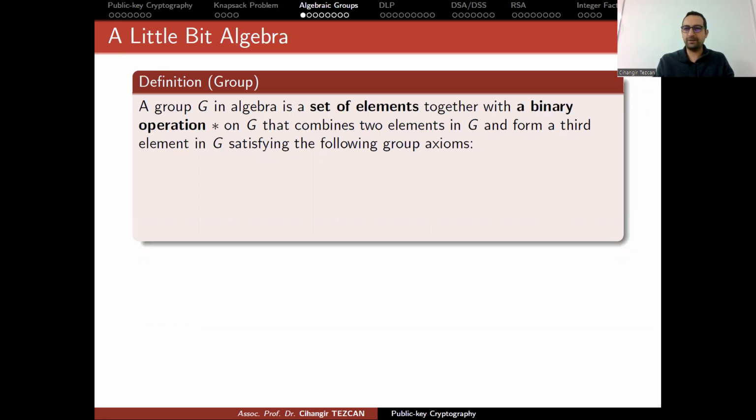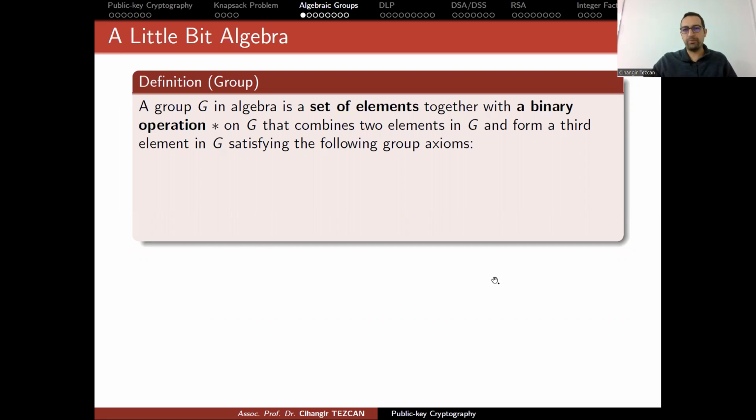So these are very basic definitions. I'm going to give you the necessary algebraic knowledge and some examples about them. So let's start with a group. Here, of course, we are talking about algebraic groups. A group G in algebra is a set of elements together with a binary operation star on G that combines two elements in G and forms a third element in G, satisfying the following group axioms.